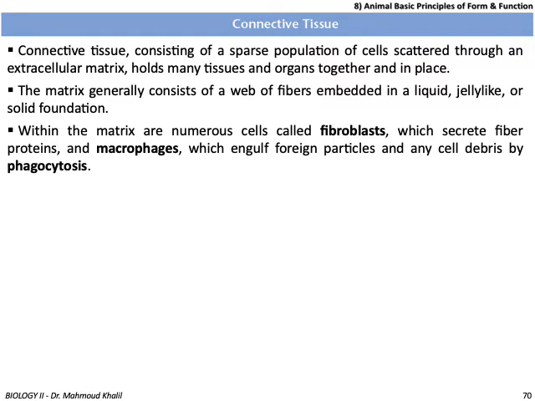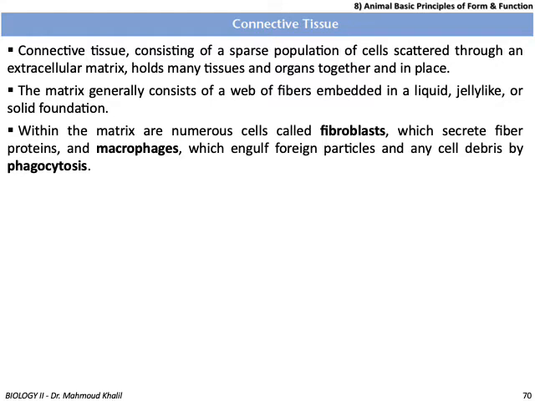We'll talk now about the second type of tissue, which is the connective tissue. Connective tissue, as the name implies, consists of a sparse population of cells scattered through an extracellular matrix. It holds many tissues and organs together and in place. The matrix generally consists of a web of fibers embedded in a liquid, jelly-like, or solid foundation.